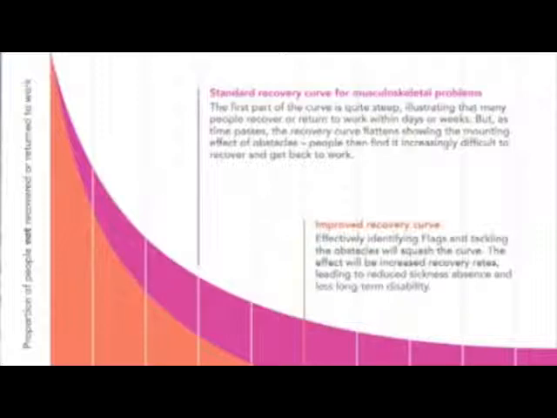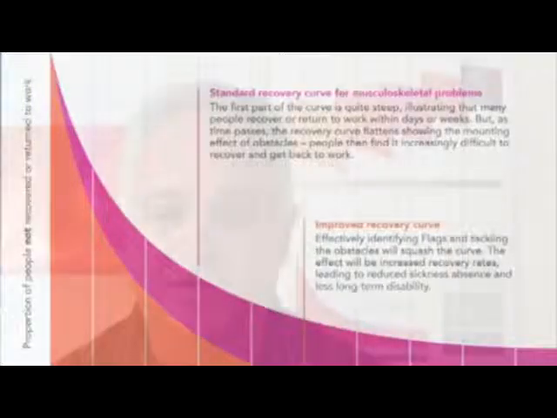Because if we can improve the recovery curve by dropping it down lower, in other words, it's the orange portion of this graph, then we will have done something very important in terms of improving recovery rates, reducing sickness absence, and having less long-term disability. Of course, the big issue here is to try and prevent the slide to disaster that occurs when people develop problems such as chronic musculoskeletal pain, chronic low back pain, chronic neck pain, chronic arm pain, etc.